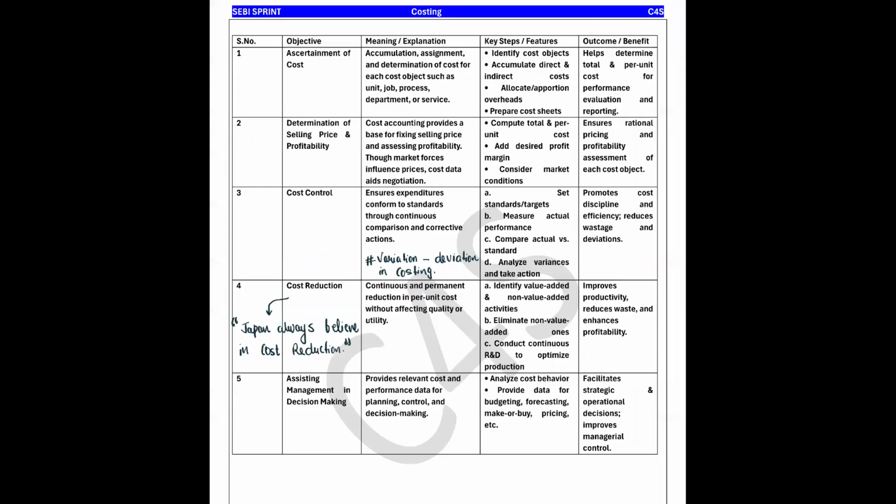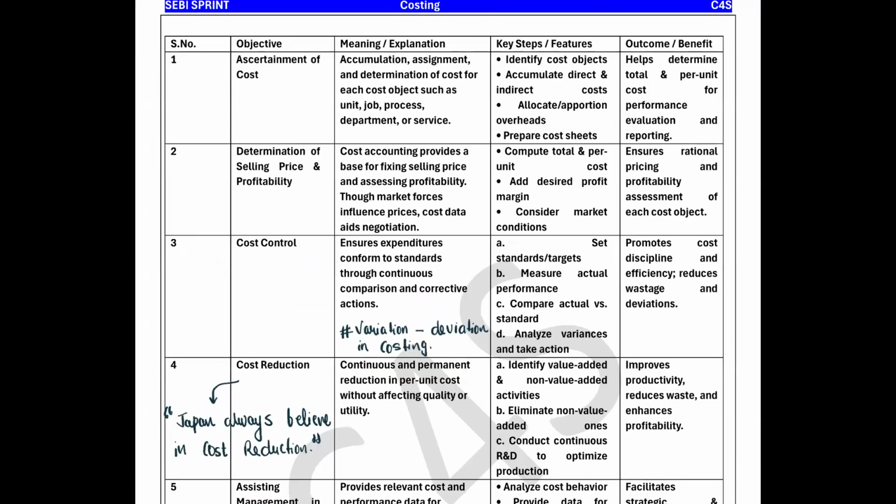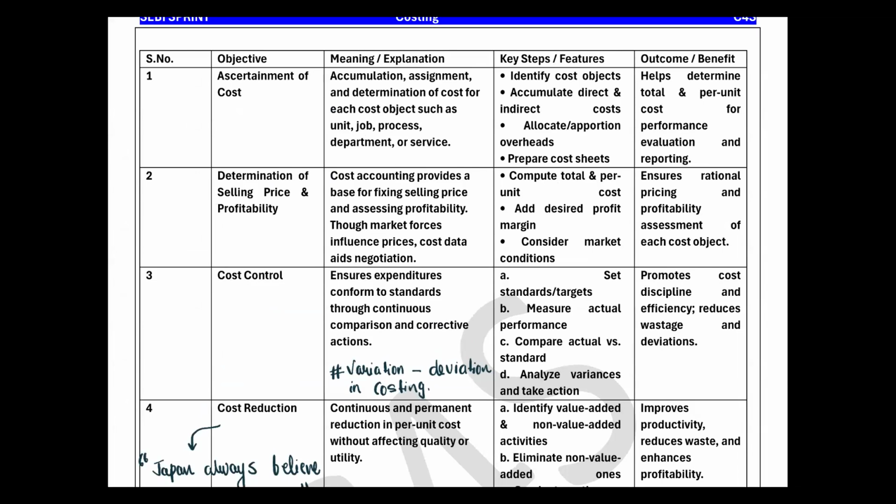Now I have made these things for you in a chart form, so that you can remember the keywords and things for the examination. I have given what the objective is, the meaning and explanation, key steps and features involved, and what the outcome and benefit is. We will read it one by one.